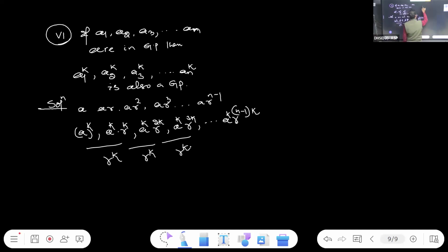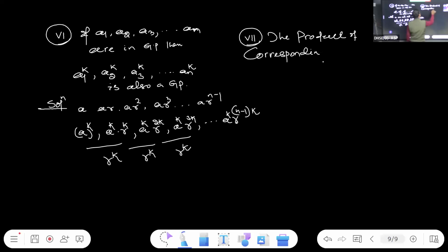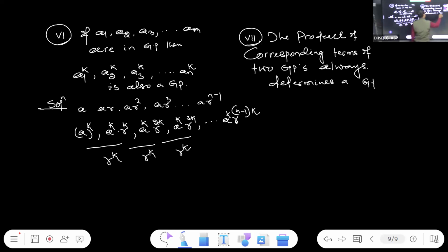Then come to property 7. The product of corresponding terms of two GPs always determines a GP.